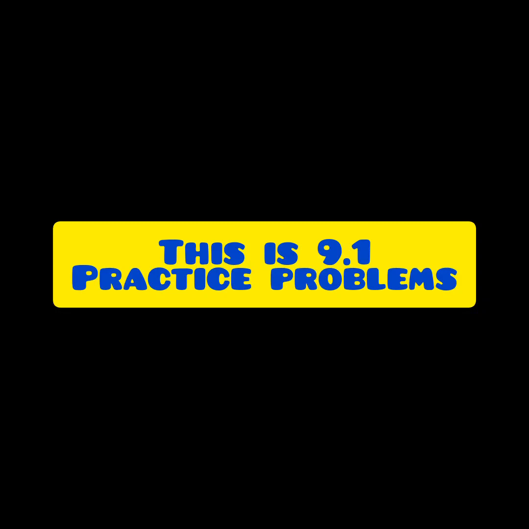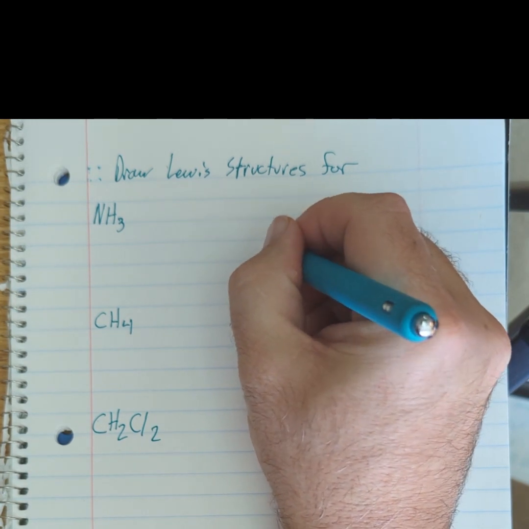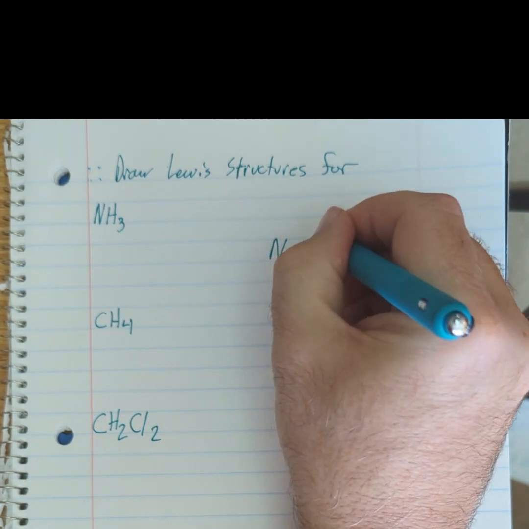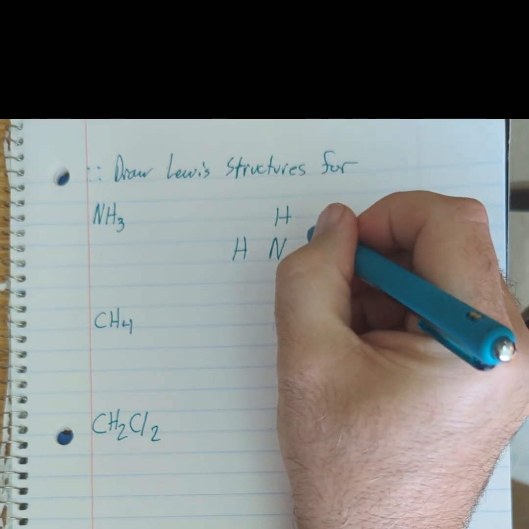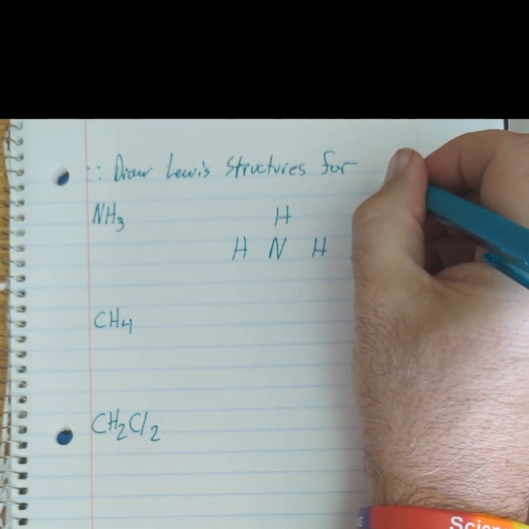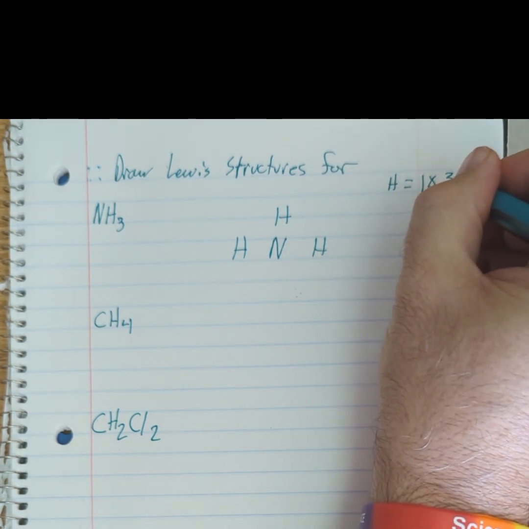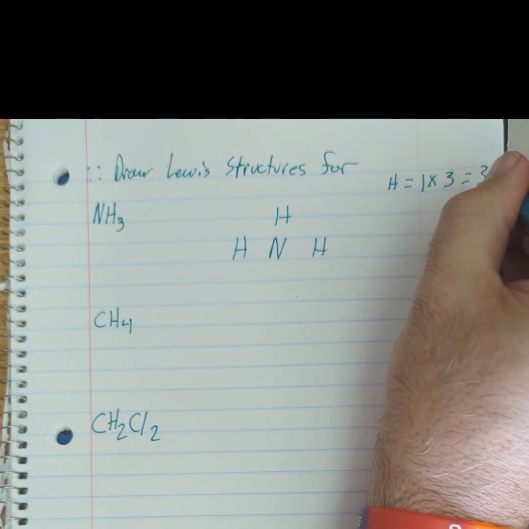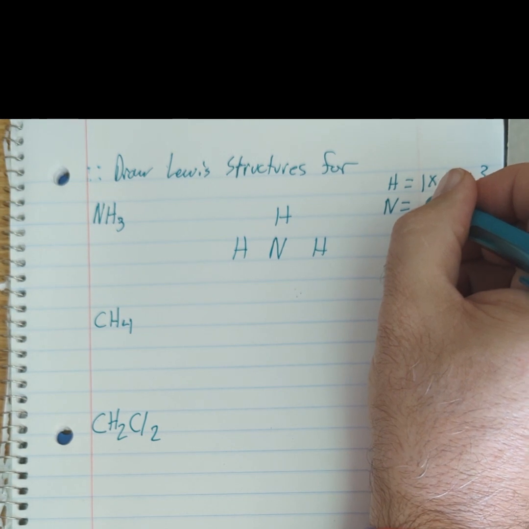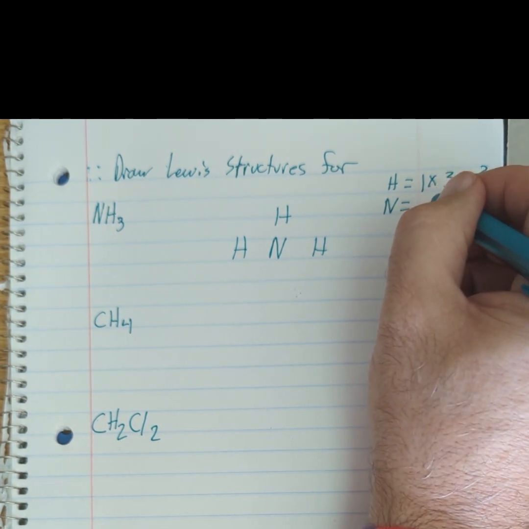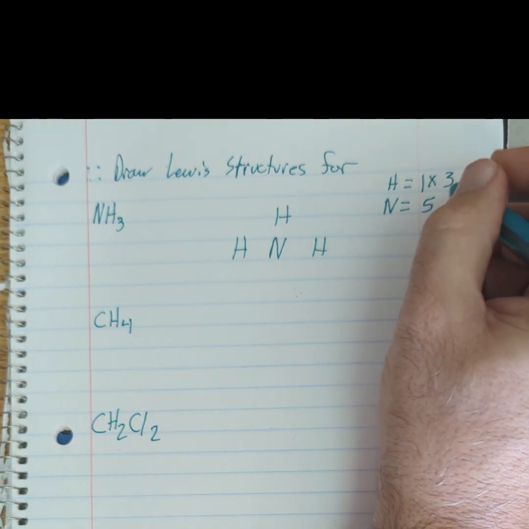All right, so this is practice problems from 9.1. Our first one is NH3. Now, we have one nitrogen and three hydrogens. First thing we're going to do is add up those valence electrons. Each hydrogen has one valence electron, so that's a total of 3. Each nitrogen, there's only one, has 5 valence electrons. So that is a grand total of 8 valence electrons.